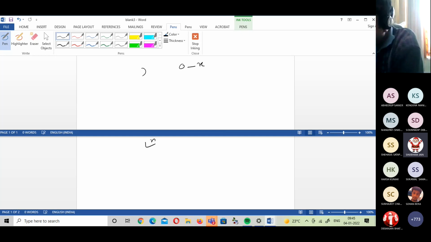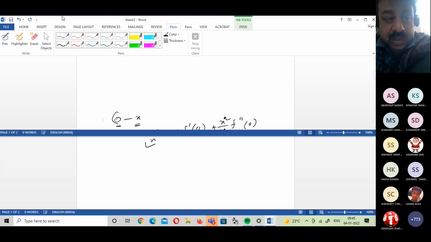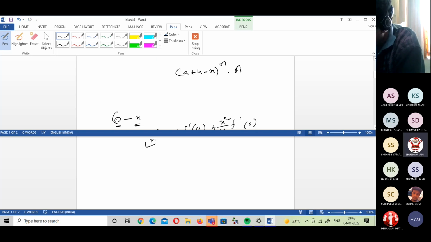That means you have explained the whole term in terms of A. I have told you the whole term: (a + h - x) to the power n into capital A.